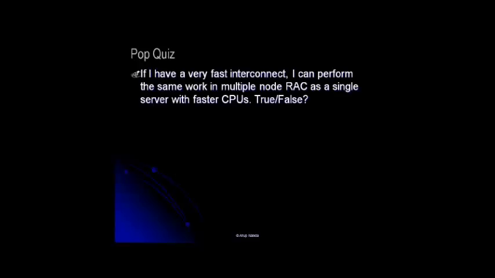Let's start with a little quiz here. Well, I can't see you, so I won't wait for your response. But here's a simple example. Assume I have a very fast interconnect, that is, speed of thought. You think it, and it appears over there. I know it's not possible, but let's assume that it is. In that case, can I have a multiple-node RAC with the same total number of CPUs as a single instance with multiple CPUs? Can I have that?